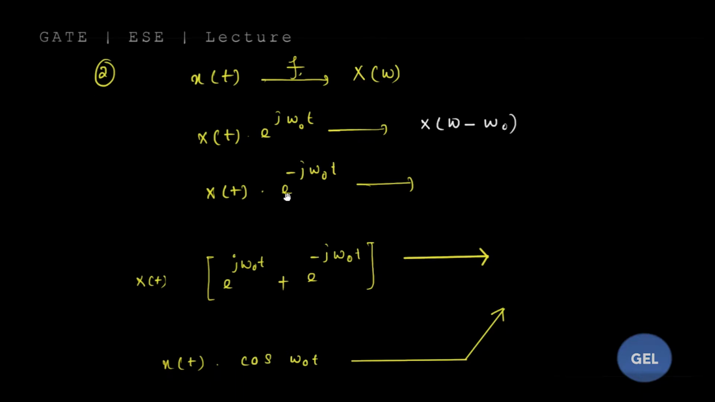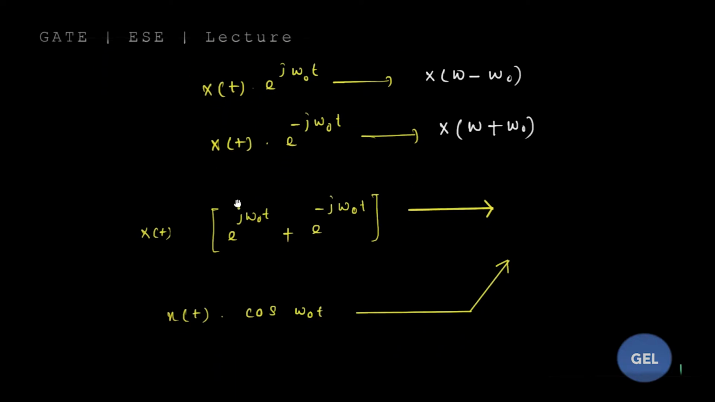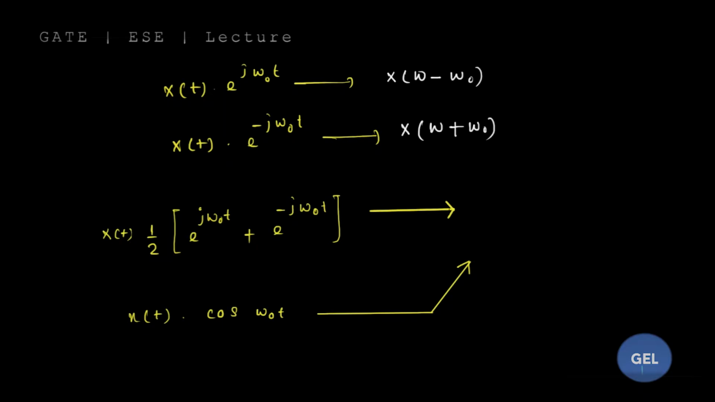If you have x of t into e to the power minus j omega naught t, it will give you X of omega plus omega naught. Clear? Now if you add both these terms and multiply by 1 by 2 here, you are getting 1 by 2. Let's forget about 1 by 2 for now.